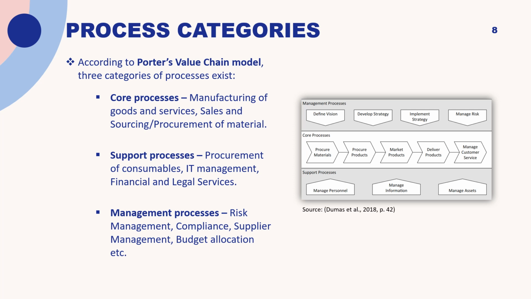The next category of processes are support processes. These involve the procurement of consumables, for example, hardware, stationery, furniture, IT management, as well as financial and legal services. Support processes are also called support activities, and essentially are processes that facilitate the execution of core processes.